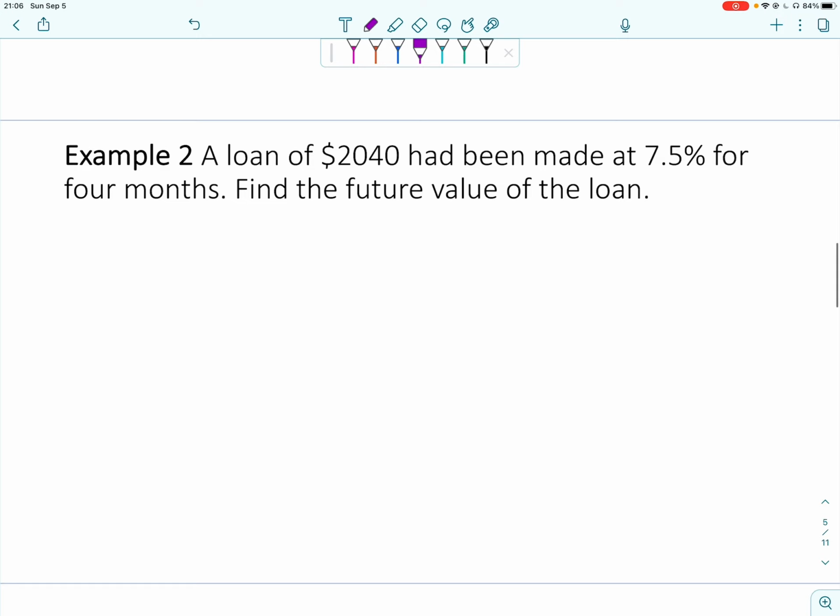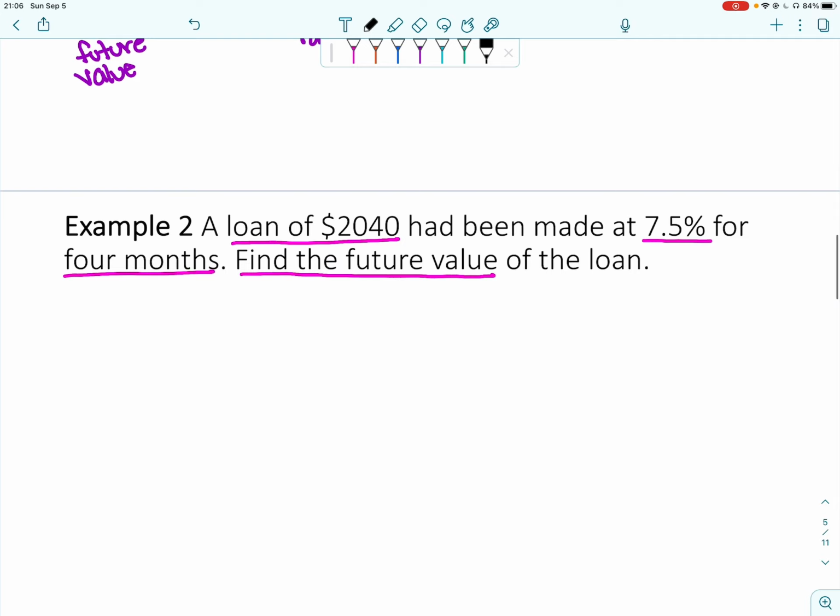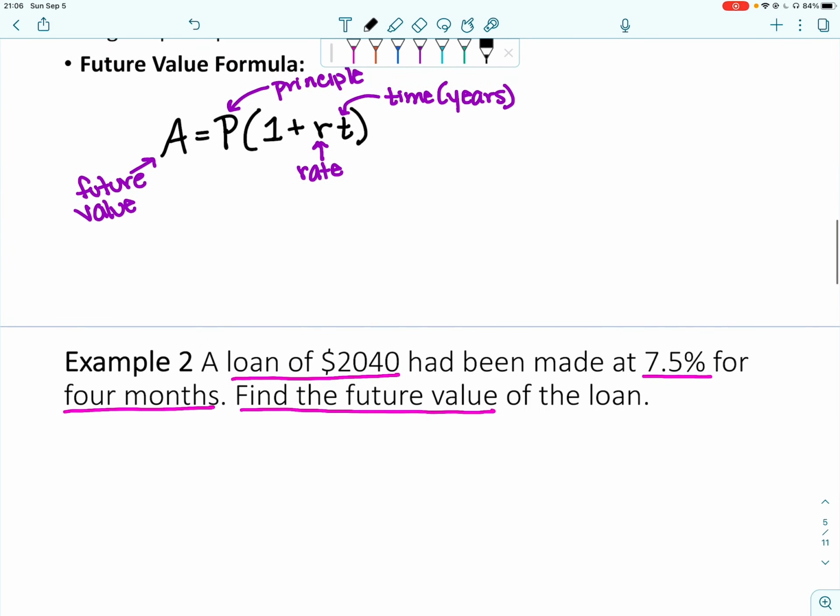So now we have a loan of $2,040 that we took out at 7.5% for 4 months. Find the future value of the loan. So we have a loan of $2,040, 7.5%. Our loan term is 4 months, and we want to find the future value. So I'm going to just scroll back up so we can see that equation again. So the principal is how much we are borrowing. So that's the 2040.